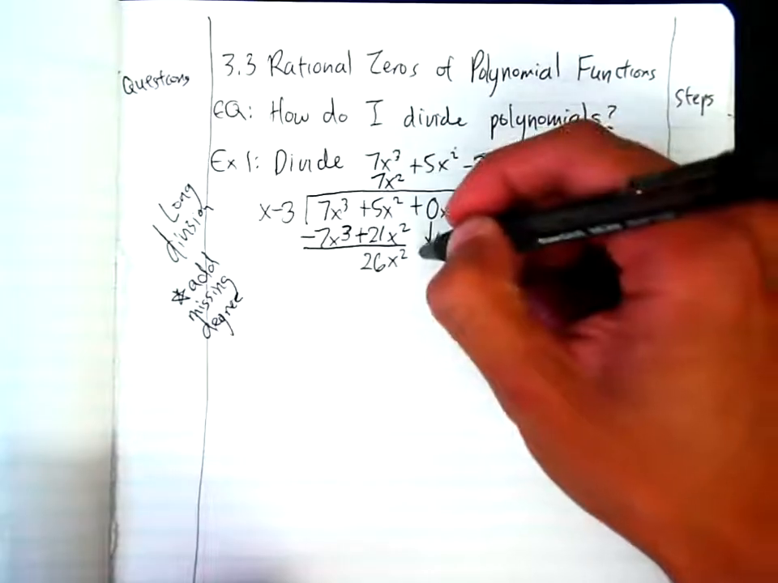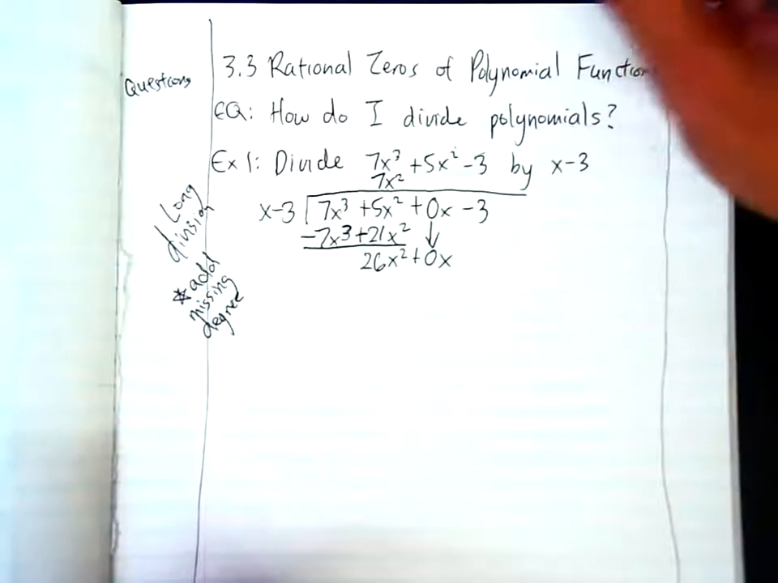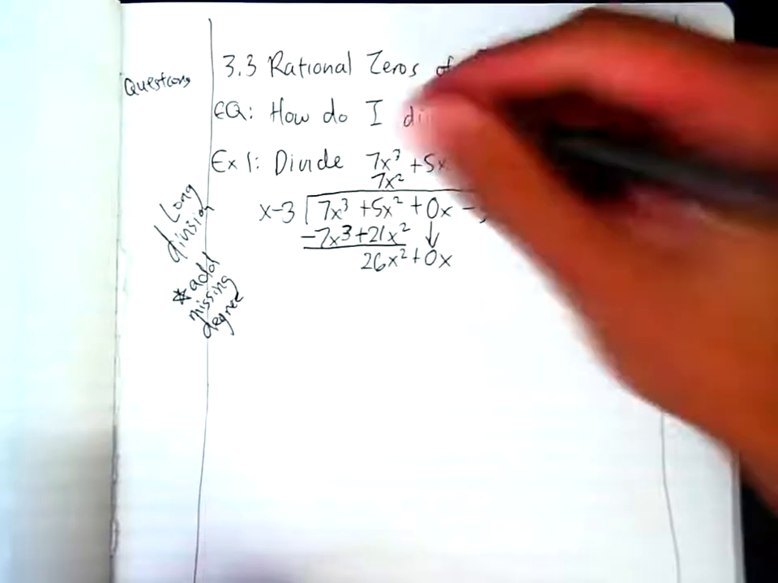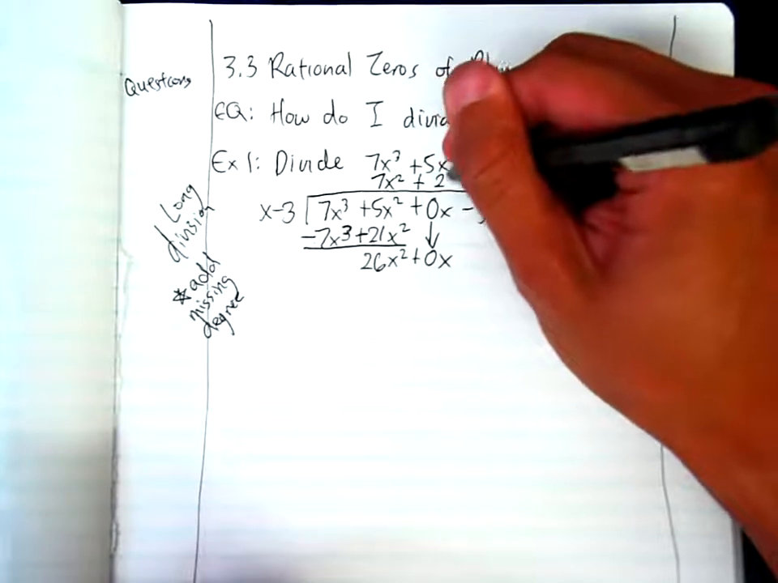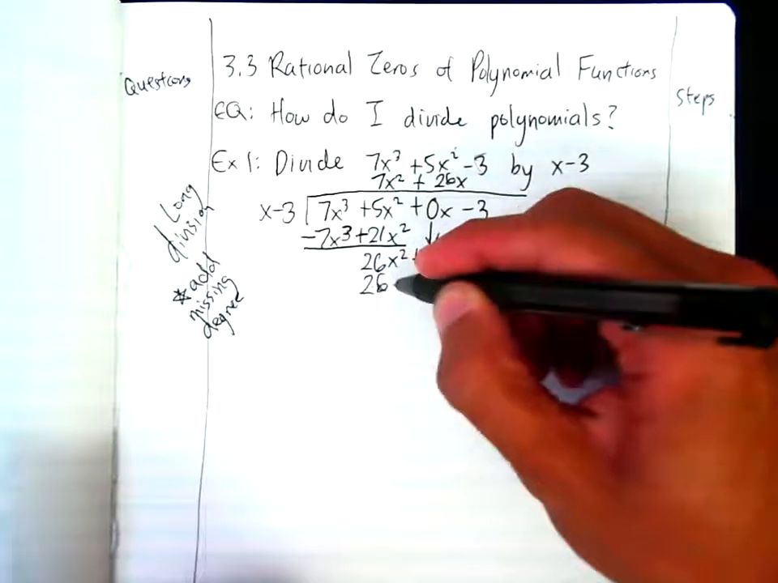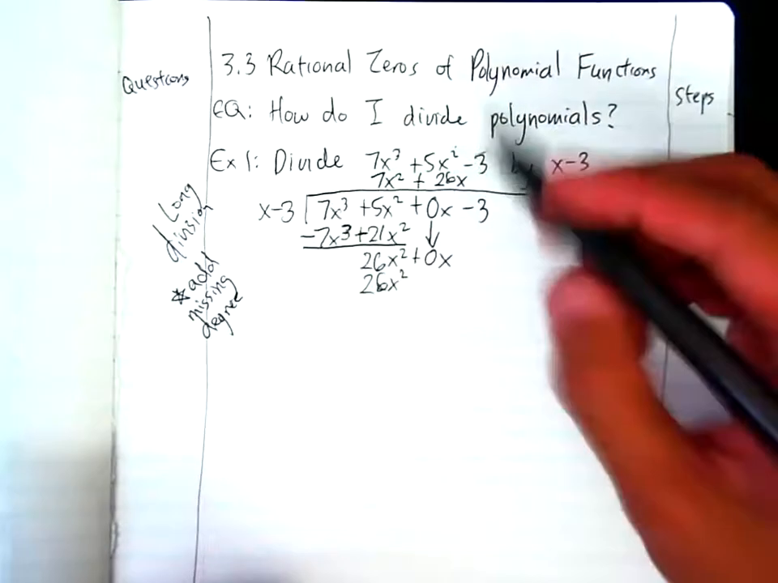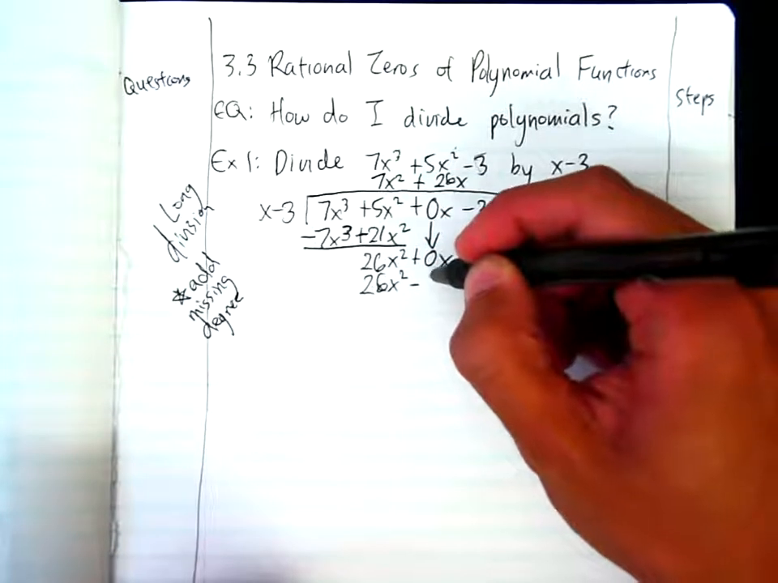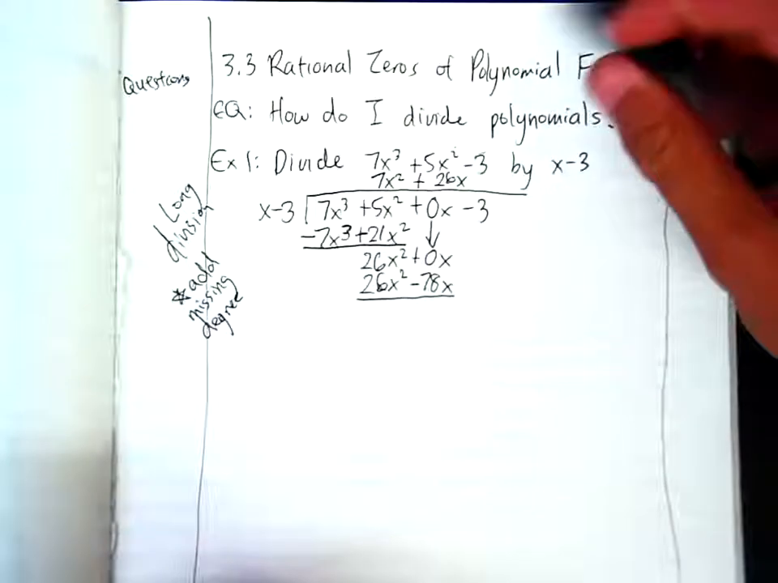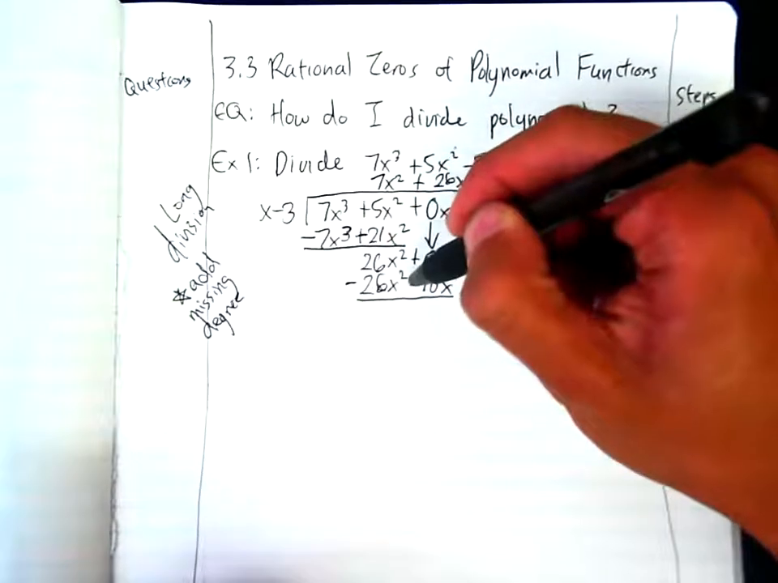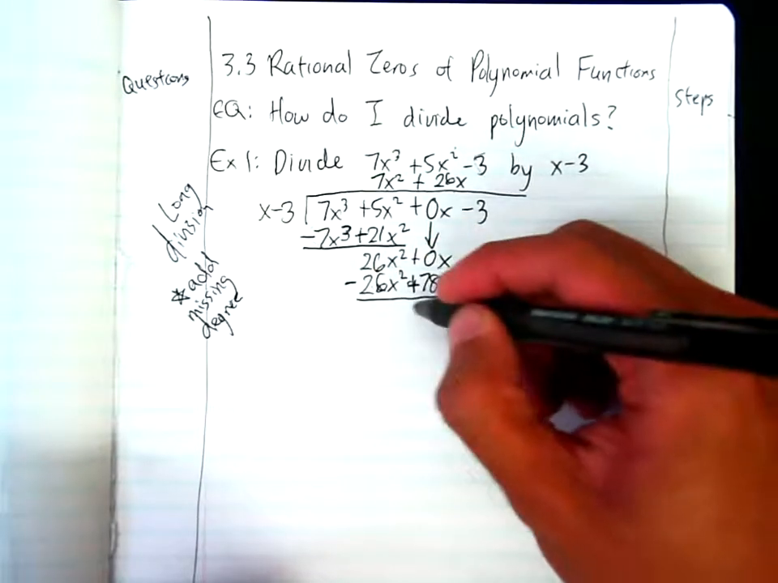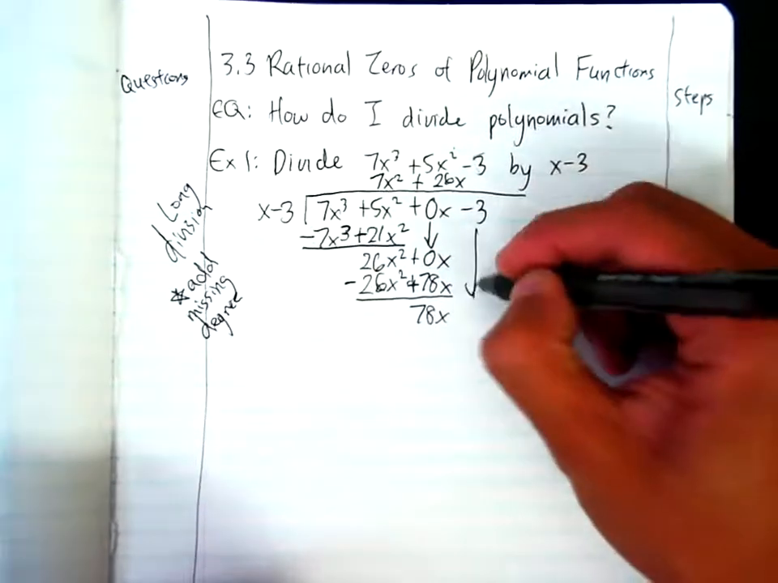If you remember from long division, I'll bring down the 0x. Okay, so now right here I want 26x squared. So if I look at x, I need to multiply it by 26x. So 26x times x is 26x squared. 26x times negative 3 is negative 78x. Okay, and again, I have to change the sign. So this is minus, this is plus, because I'm subtracting it. Okay, and then this will go away, so I'm left with 78x. Bring down the negative 3.